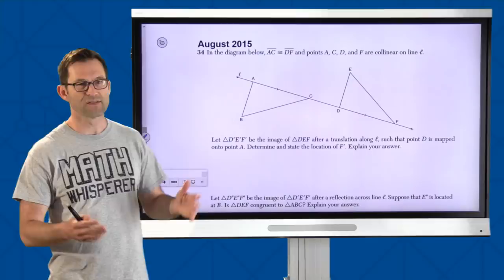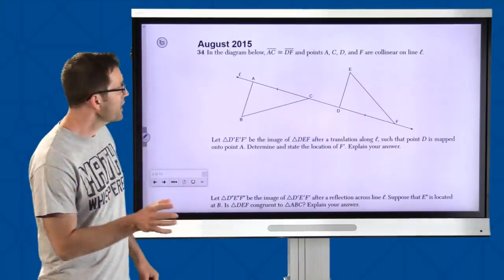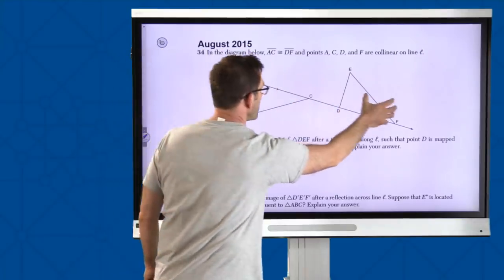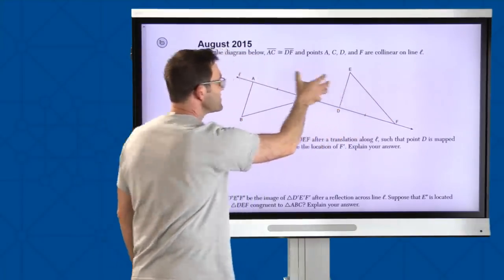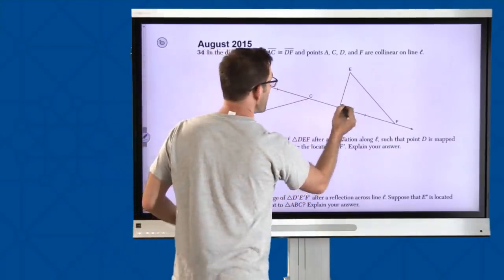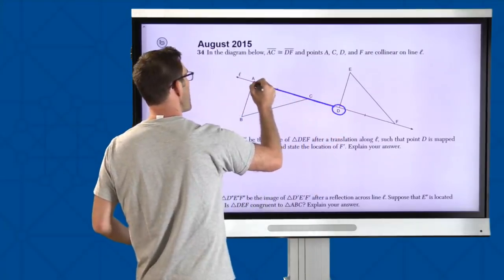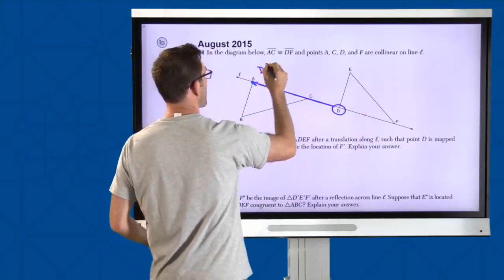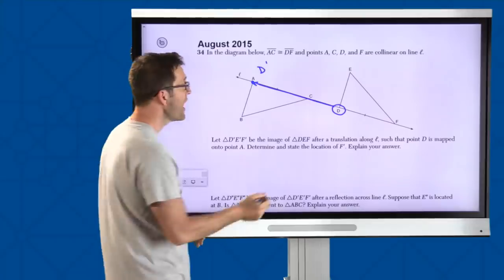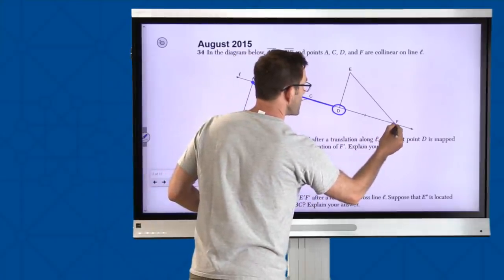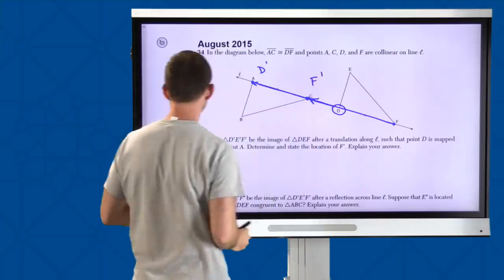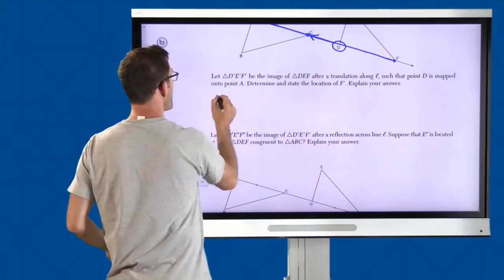Explain your answer. All right, so let's talk about this a little bit. First off, translations. What that means is I'm going to take this triangle and shift it along this line. The line dictates the direction I'm going in, but the distance I'm going is such that point D gets mapped all the way here. So this is where D' ends up. What they want to know is where F' ends up. Well, as you can probably guess, because we're translating all of them the same direction and the same distance, F' ends up at C. We've got to talk about why.